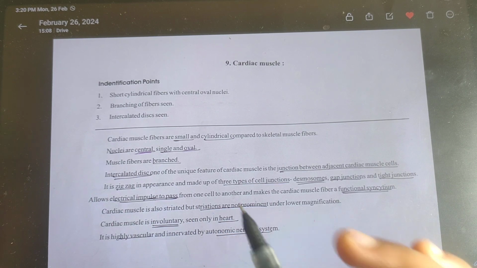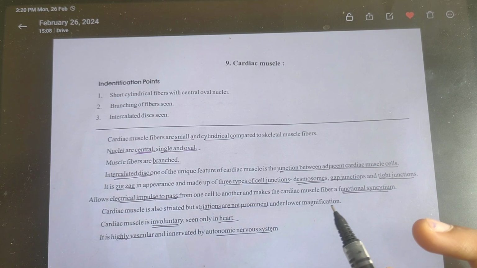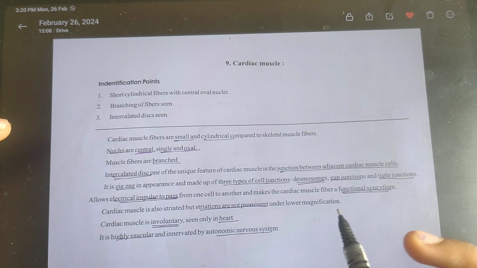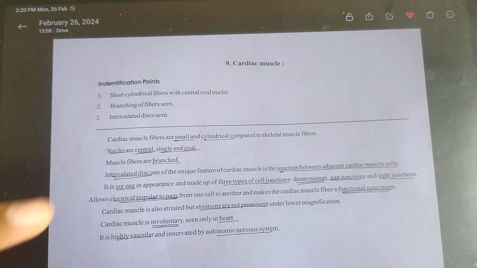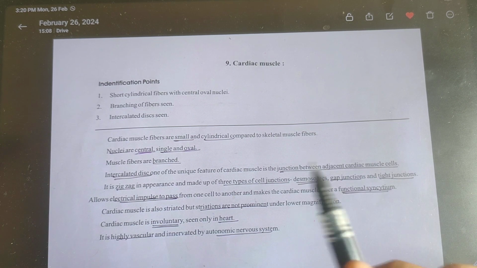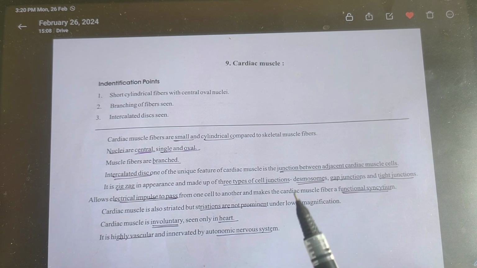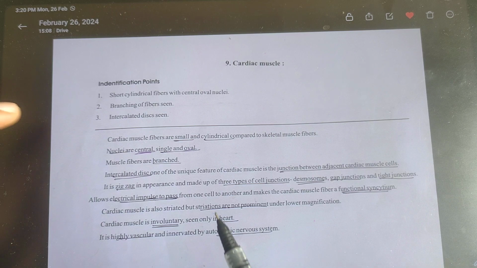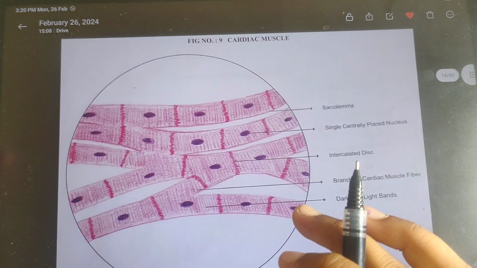And cardiac muscle is also striated, but the striations are not prominent as such. In low magnification we cannot see them. If we increase the magnification, we can see these striations are prominent, but under low magnification, striations in skeletal muscles are more prominent than in cardiac muscle. And cardiac muscle is involuntary, unlike skeletal muscles.